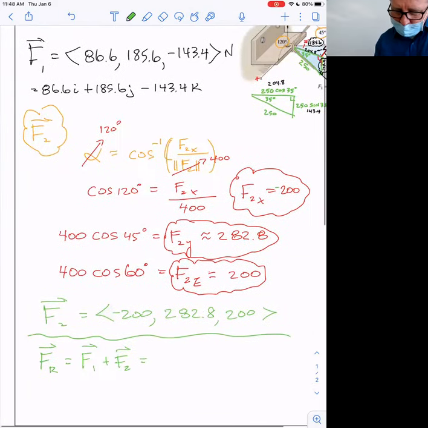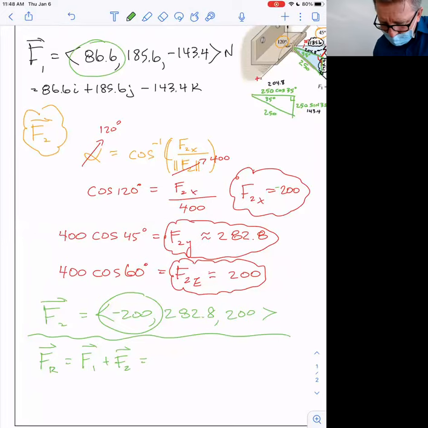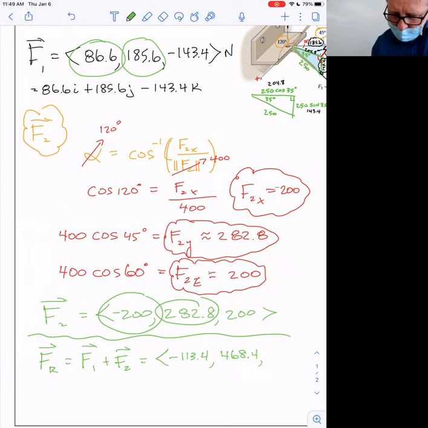So I'm looking at their x components, 86.6 and negative 200. Don't trust myself. Negative 113. And 185.6 and 282.8. 468.4. And finally, negative 143 and positive 200. Let's see, I can do that in my head. 56.6.